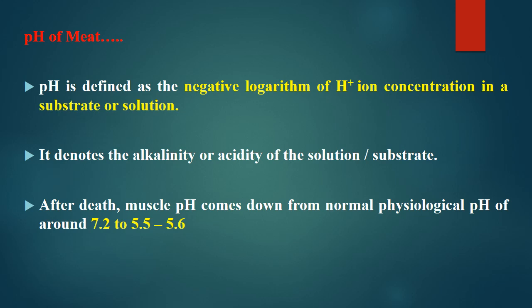So pH denotes the alkalinity or acidity of a solution or substance, and after slaughter muscle pH comes down from the normal physiological pH of 7.2. The normal biological pH of blood or muscle is around 7.2, but after slaughter, when the animal dies, this pH slowly declines and reaches 5.5 to 5.6, which we call the ultimate pH. How this decline happens and how it should happen, we are going to discuss next.